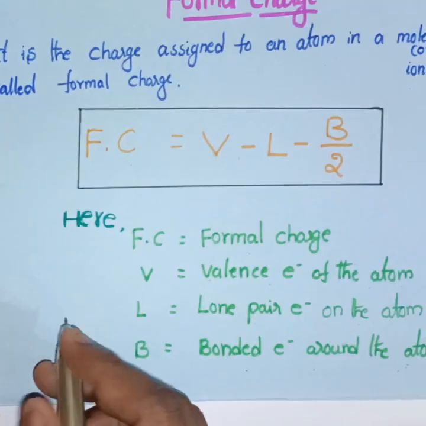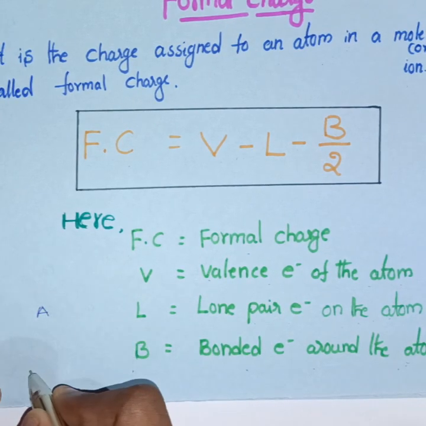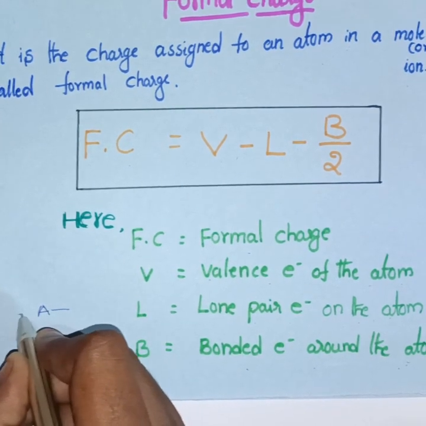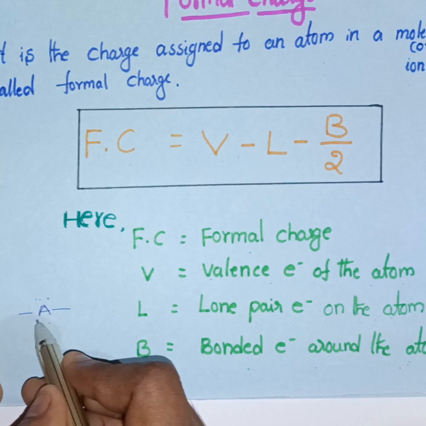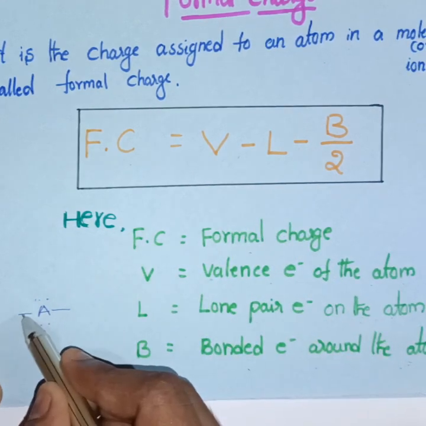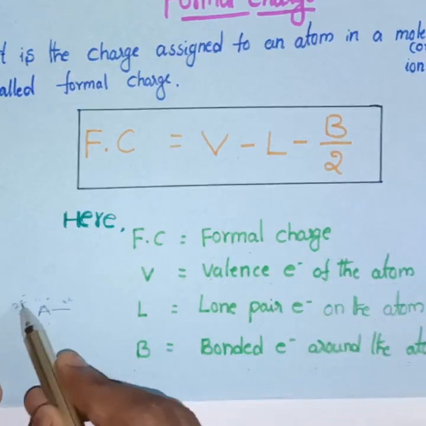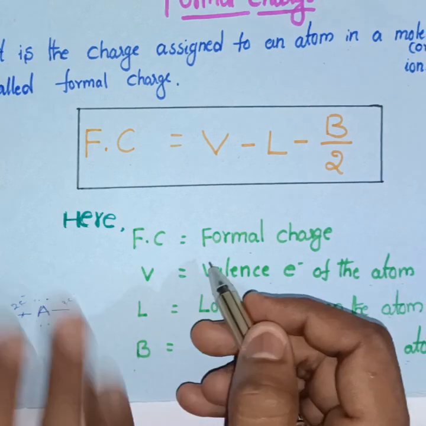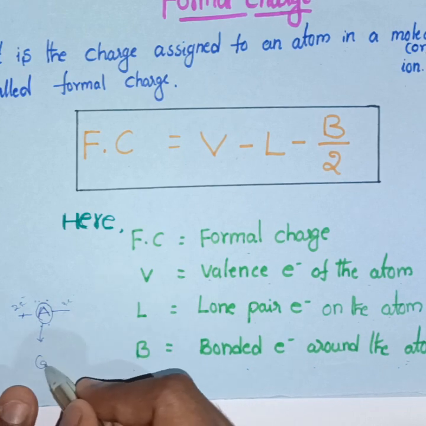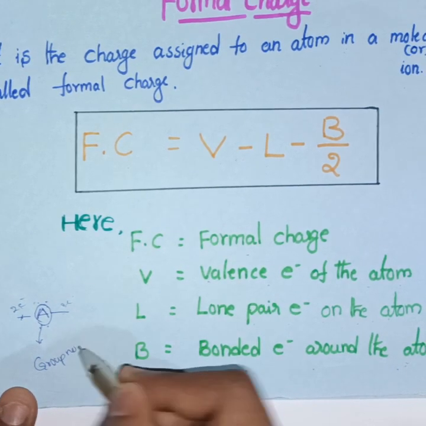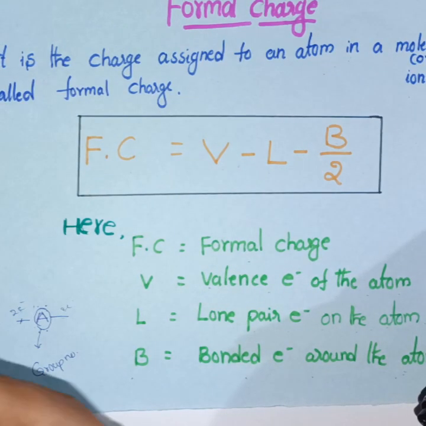Let's see a simple example. For example, this is an atom A having 2 bonds and 4 lone pairs. These dots are called lone pair electrons. Each bond contains 2 electrons, so the bond electrons are 4 here. And the valency electron means the group number of the atom. Let's see some examples on formal charges.